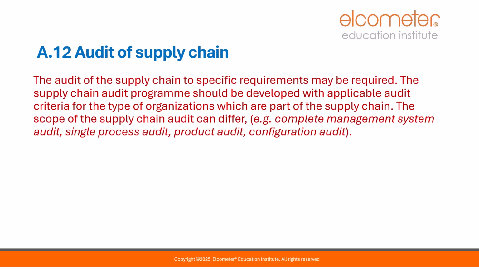There was a significant addition to Annex A under A12 in ISO 19011:2025, which reads: the audit of the supply chain to specific requirements may be required. The supply chain audit program should be developed with applicable audit criteria for the type of organizations which are part of the supply chain. The scope of the supply chain audit can differ. For example, it can be a complete management system audit, a single process audit, a product audit, or a configuration audit.